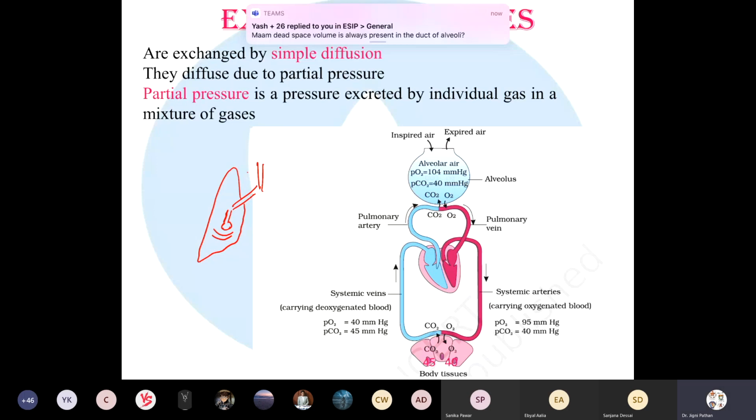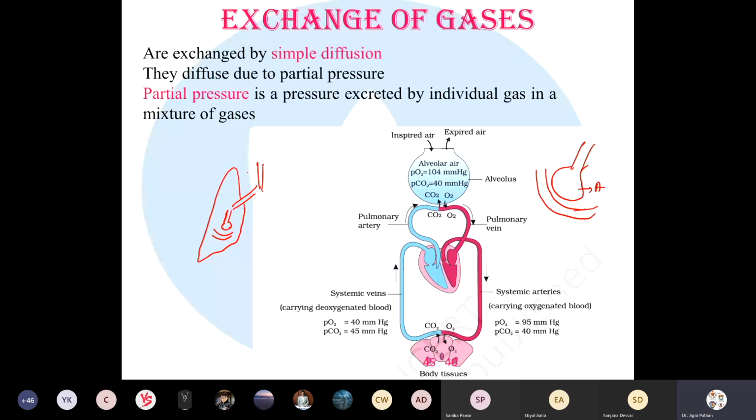Yes, it is present in the duct of alveoli. Whatever you inhale will not reach the site of exchange. You know the site of exchange? Do you remember we have drawn one diagram like this? If you remember the barrier diagram, alveoli, space, and blood vessels. Do you remember this diagram? Look into your books. You can open your books and check.